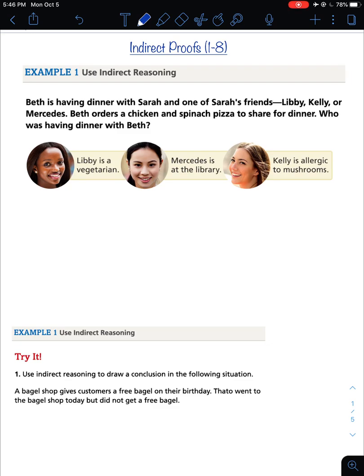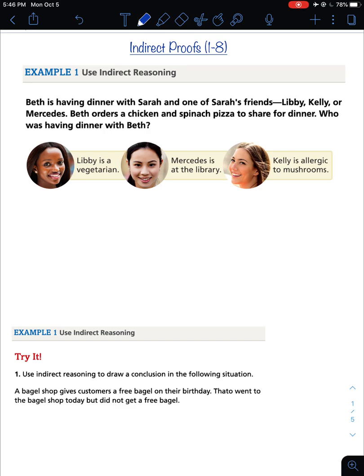The best way to learn how to use indirect reasoning is to actually do an example. Beth is having dinner with Sarah and one of Sarah's friends, Libby, Kelly, or Mercedes. Beth orders a chicken and spinach pizza to share for dinner. Who is having dinner with Beth? We need to use indirect reasoning and the information they gave us.